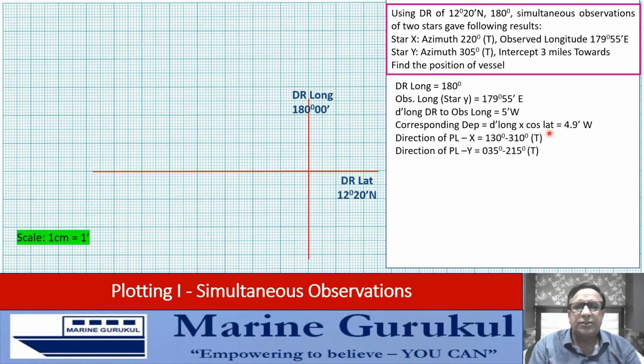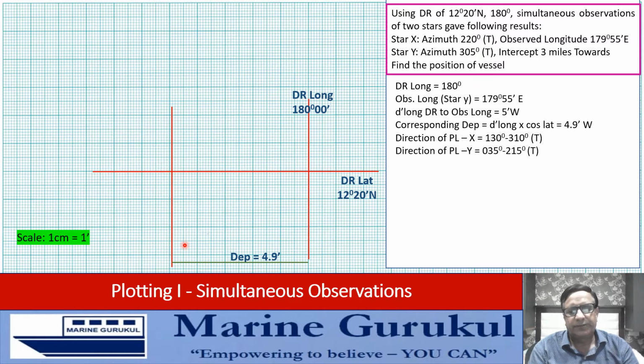So now using this departure between the two meridians, we plot the observed long. So here is the departure to the west, 4.9 miles, and here is the meridian for the observed long. Now wherever the DR lat intersects the observed long, this is the point through which the PL for star X has to be drawn, and its direction is 130 to 310. So here is the PL for star X, which comes up on the plot.